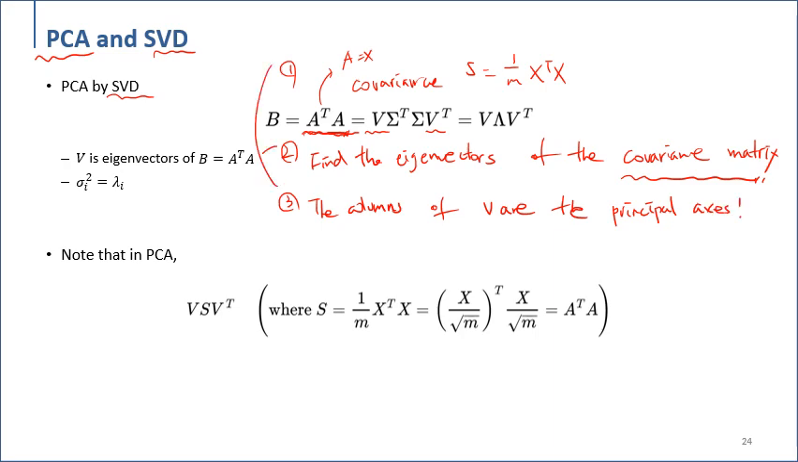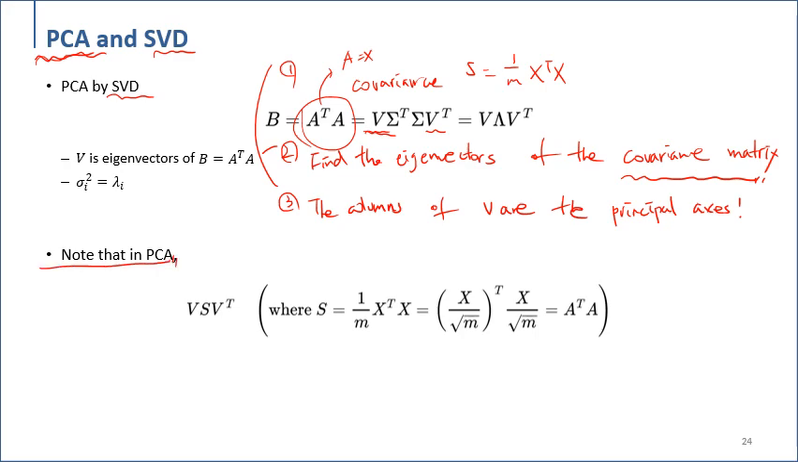So from that, we can conclude that among the two matrices, for the symmetric matrix A transpose A in the singular value decomposition, calculating the V matrix is just doing some PCA. So PCA and SVD are closely related. This is the conclusion.